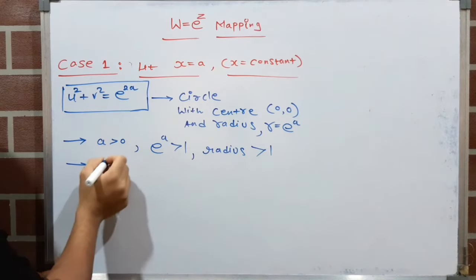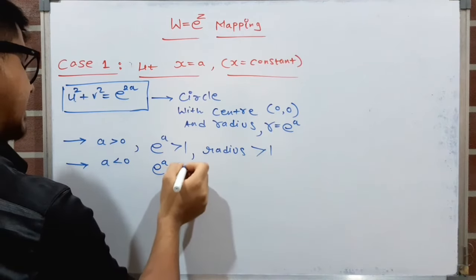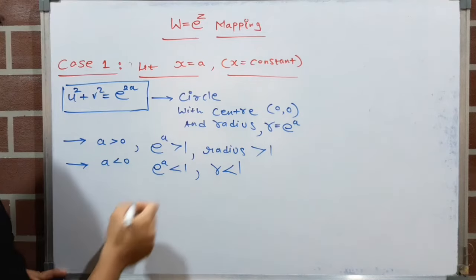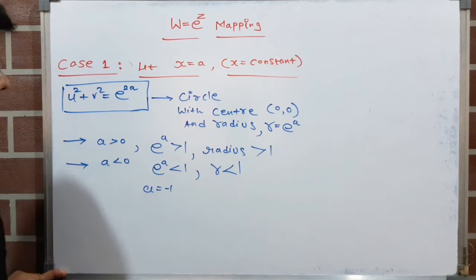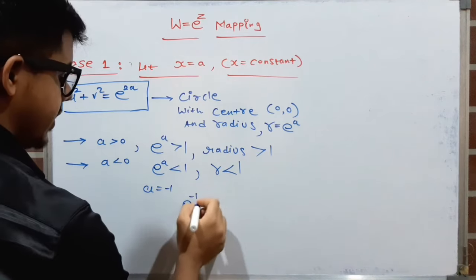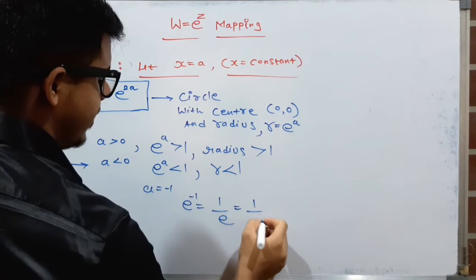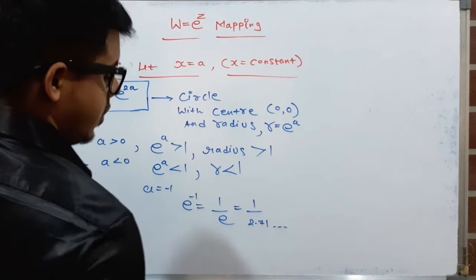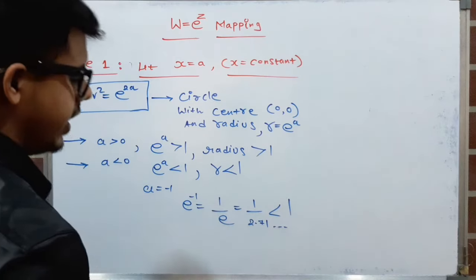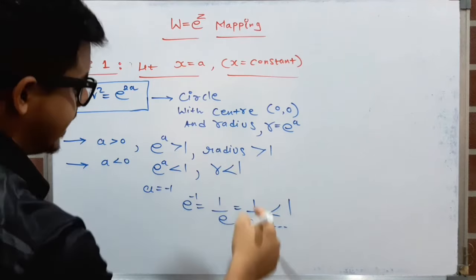Now the second case is when a is less than 0, that means a is negative. In that case e raised to a will definitely be less than 1, so the radius will also be less than 1. How will I show it? Let's say a equals minus 1. Then e raised to a is e raised to minus 1, which is equal to 1 upon e. We know that the value of e is 2.71 something, so this term will definitely be less than 1. So our radius r, which is equal to e raised to a, will be less than 1.